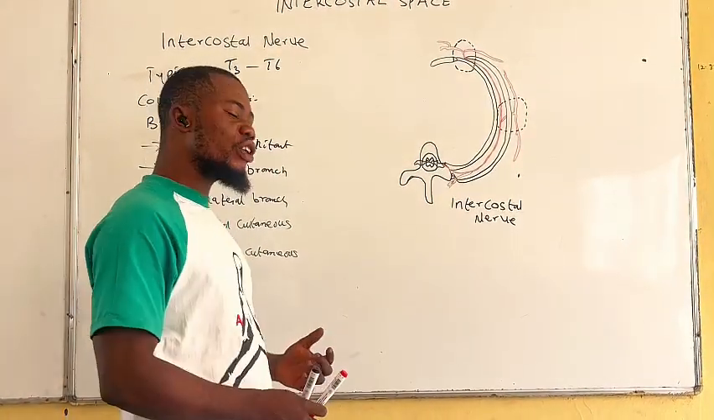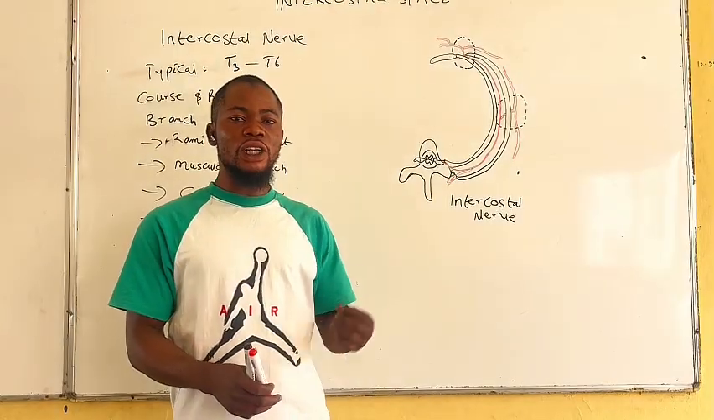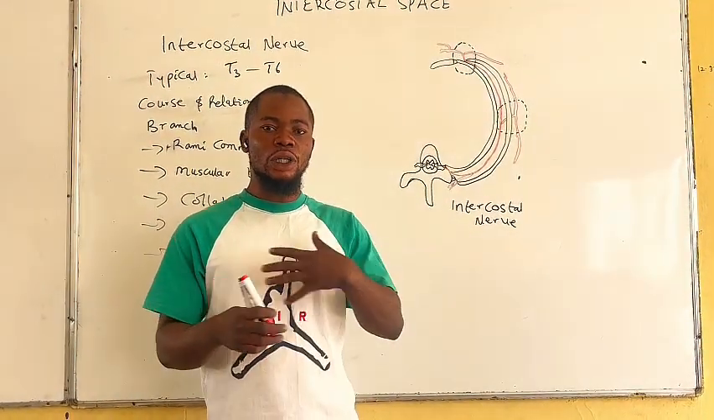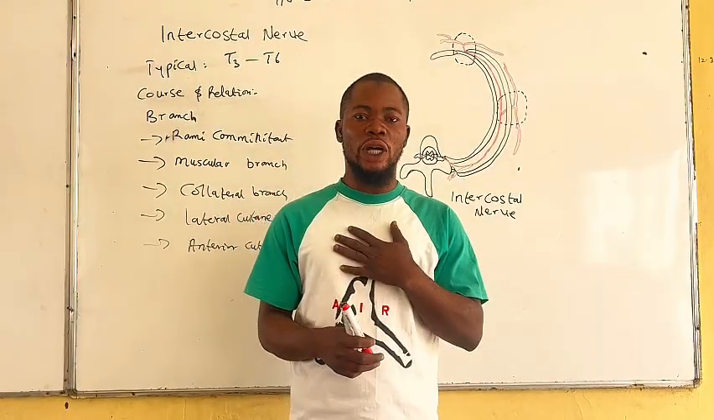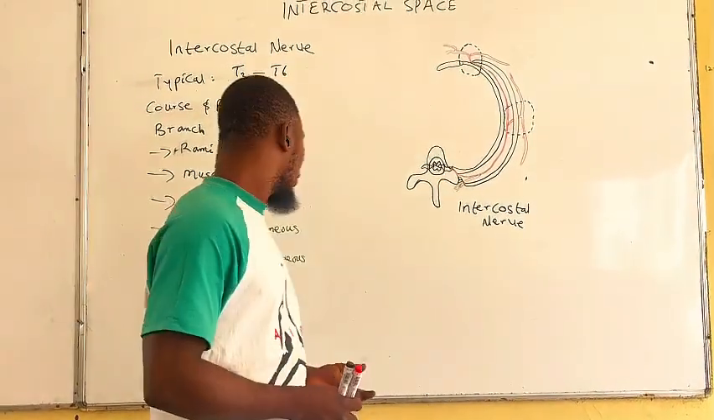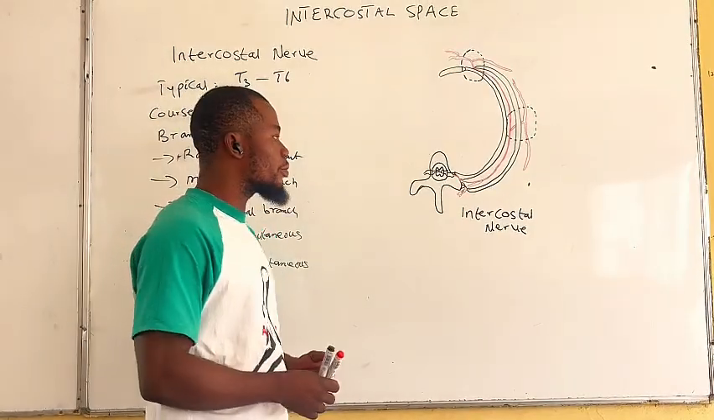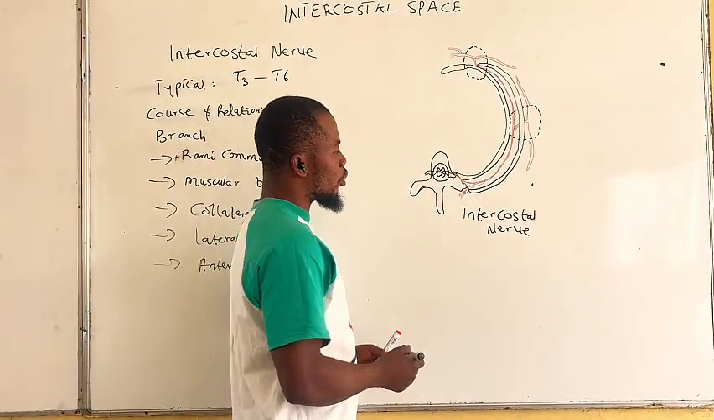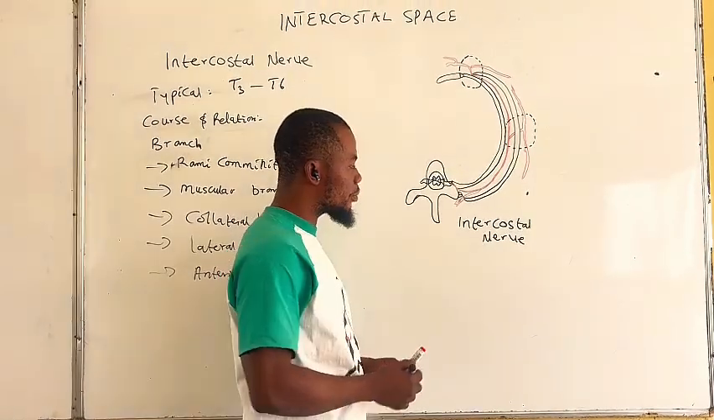The anterior cutaneous branch is the terminal branch of typical intercostal nerves, and it supplies the anterior aspect of the thorax. It is divided into two: the lateral and the medial branch of the anterior cutaneous nerve. So this diagram here is showing us the intercostal nerve together with some of its branches.